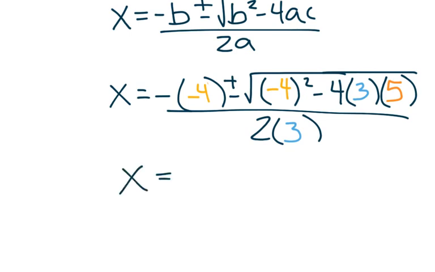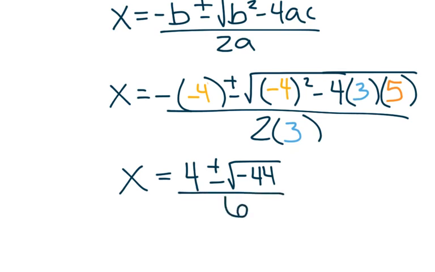So when I have a negative in front of a negative 4, that becomes a positive 4 plus or minus square root. I'm going to take everything under that radical and put it in my calculator. Just don't put the radical around it. Alright, so you should get negative 44 divided by 2 times 3, which is 6. Okay. I'll also post a video about simplifying radicals because maybe you forgot.